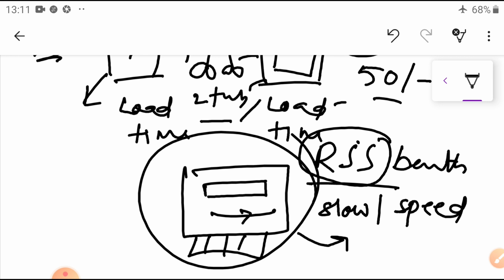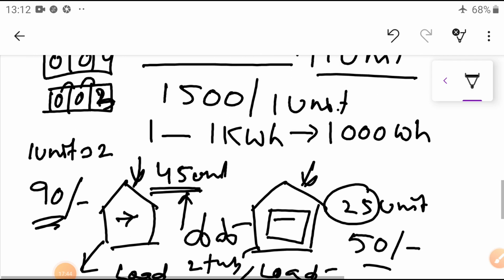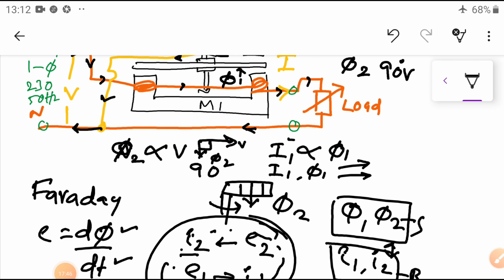Now, what are the possible errors that may occur in this system? I want to know it. How can I know this? I can easily find that out. Here you can see it.